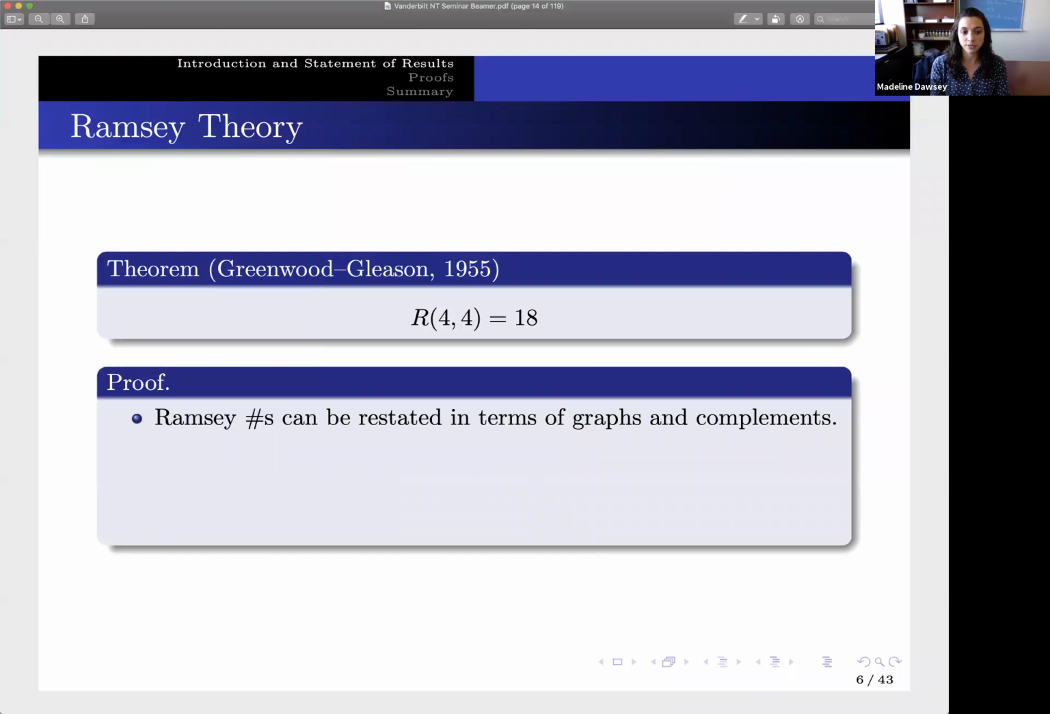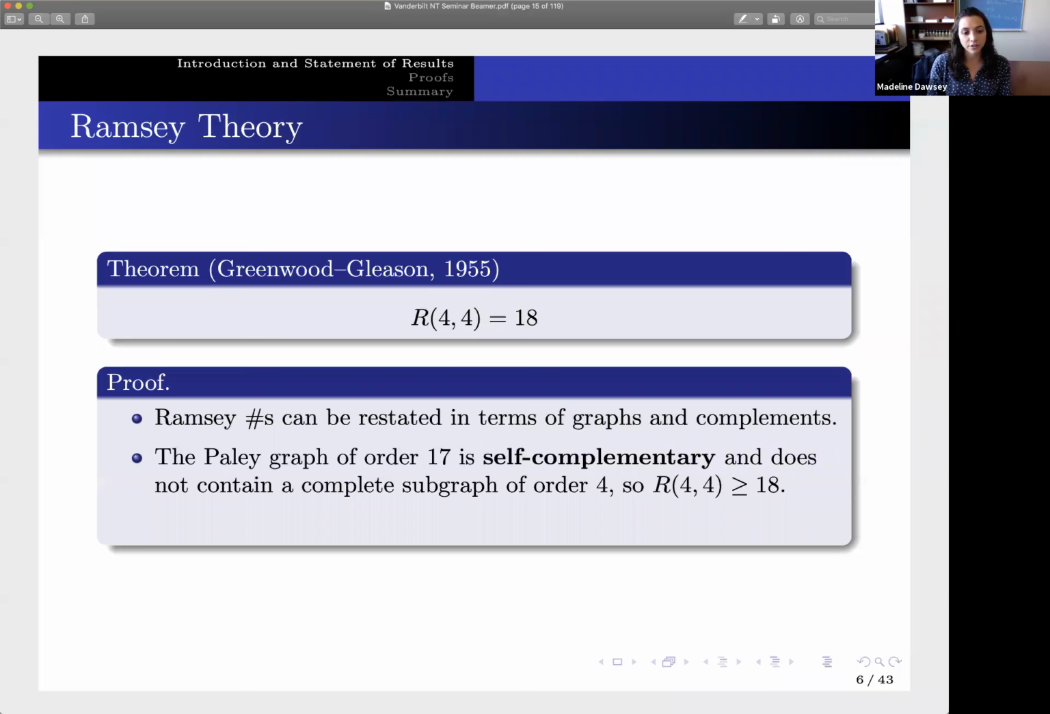Well, it turns out Ramsey numbers into two colors can be restated in terms of graphs and their complements. If you think of the blue edges as the edges that are there, and the red edges as the edges that are not there, then the red edges are the complement of the blue edge graph. And if you restate Ramsey numbers like that, you don't have to start with a complete graph. You're just looking for the smallest number of vertices required so that you have either a complete subgraph of order 4 in the graph, or a complete subgraph of order 4 in the complement of the graph. So the graph itself is blue and the complement is red.